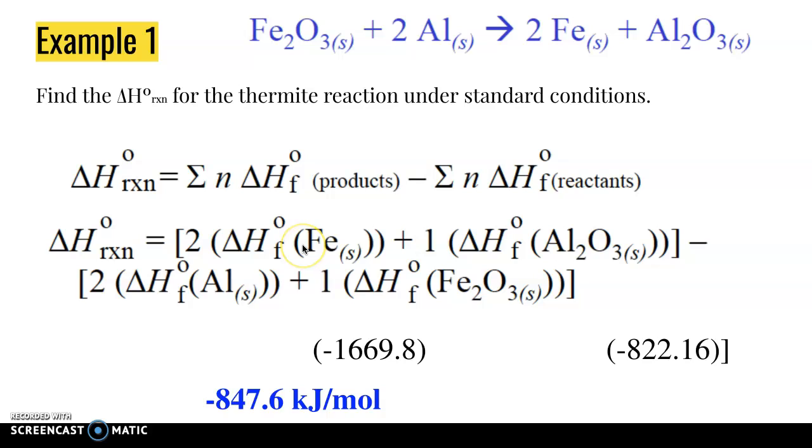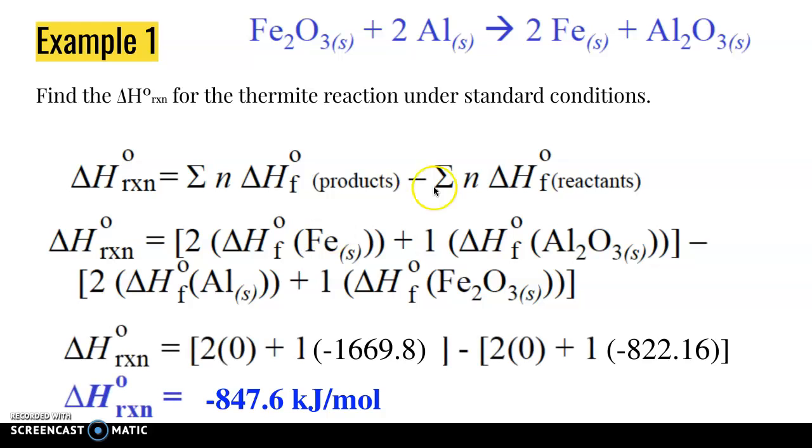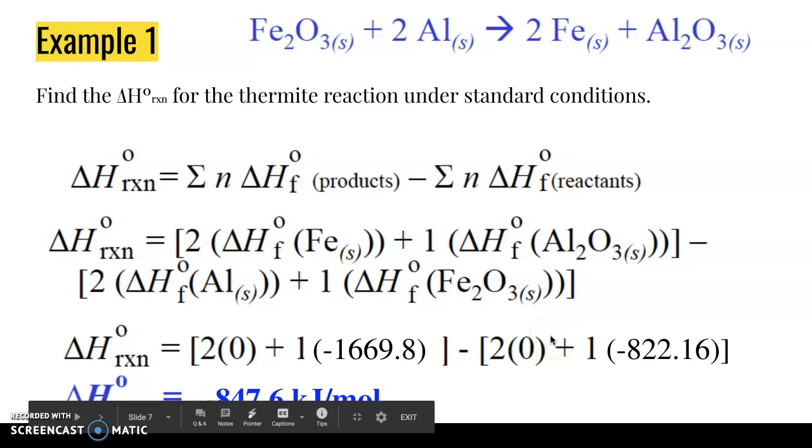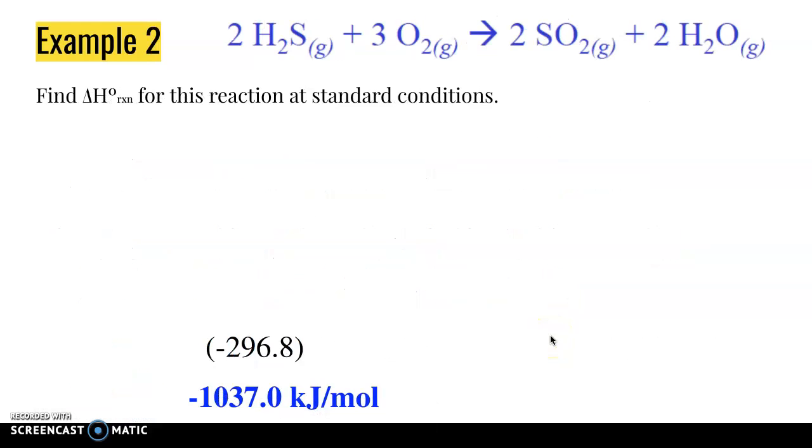Aluminum and iron, hopefully you notice, are in their standard states, so those enthalpies of formation are going to be equal to 0. For iron(III) oxide and aluminum oxide, you do have to look in the back of your textbook for those values. So those are given there and there accordingly. If you plug this into your calculator, you should get negative 847.6 kilojoules per mole.